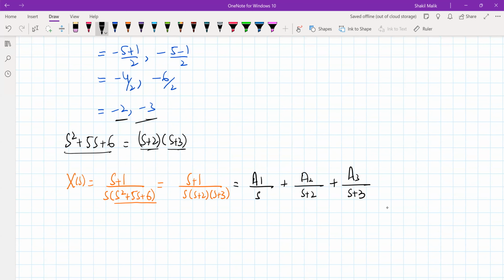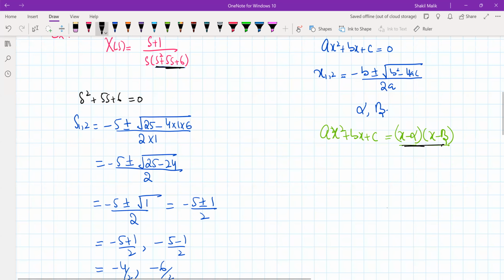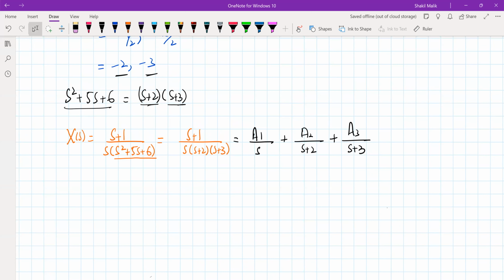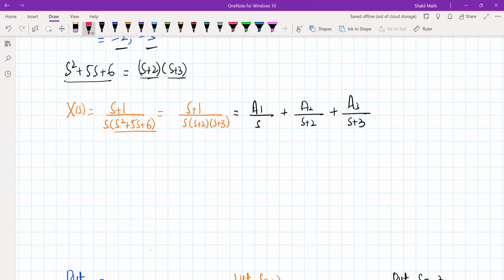Now you can see the roots are distinct here. So the roots of this quadratic polynomial are distinct. We may have equal roots or repeated roots. We may also have complex roots depending upon the quadratic term in this X of s. So based on that, we have 3 different cases. Okay, so this is the case for distinct roots. We have a quadratic term, but the roots of that quadratic term are distinct. All right.